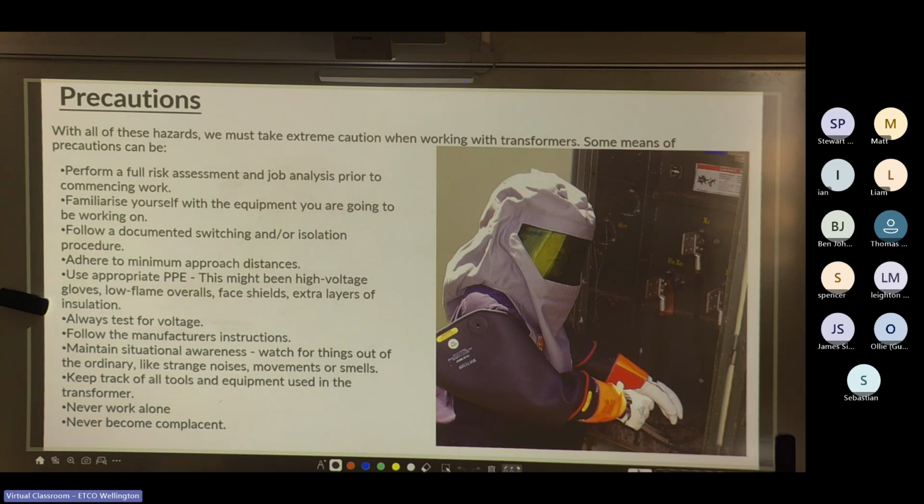So always test for voltage and make sure the voltage testers you are using are correctly rated. If you're working on an 11,000 volt transformer, no point using equipment that's only rated for low voltage.